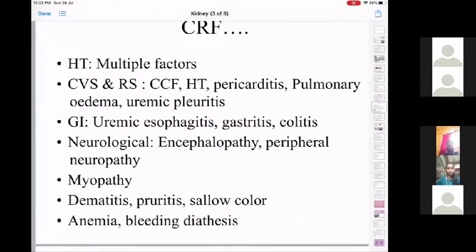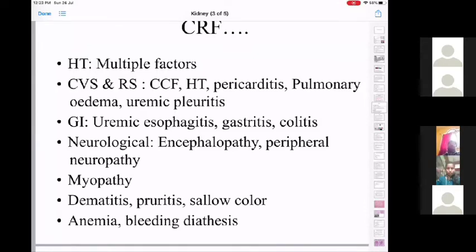Now in CRF, what are the clinical manifestations or symptoms? That is hypertension. How does hypertension occur in CRF? Hypertension occurs by multiple factors. Mainly hypertension occurs by tubular functions, glomerular functions, or vascular derangements. Like if causes of hypertension are already present, like obesity or hyperlipidemia or any other causes, then hypertension is more aggravated in CRF.